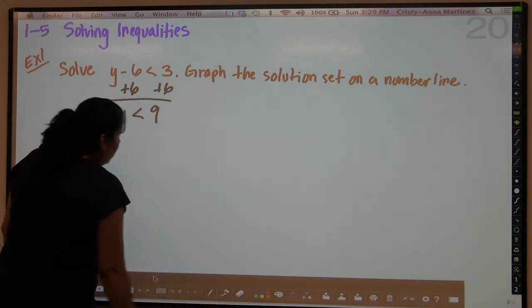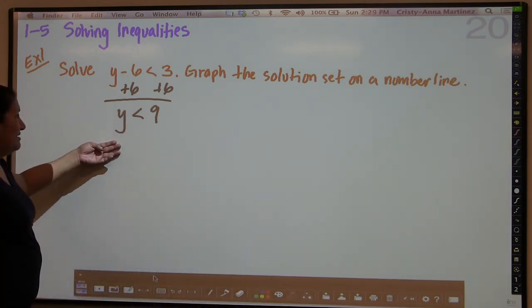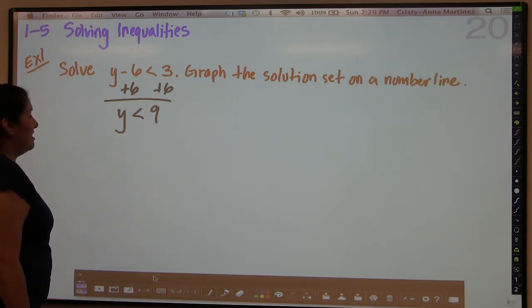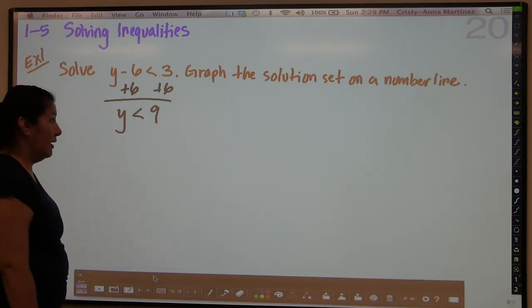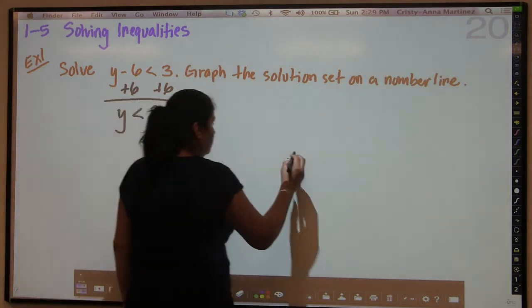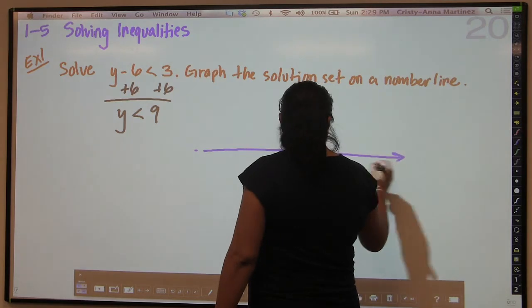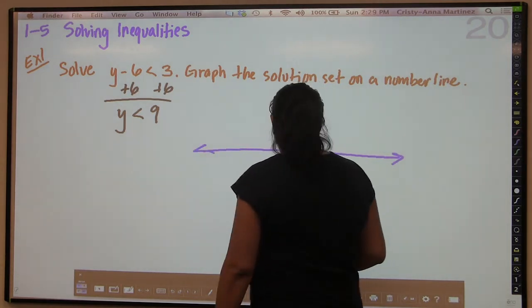And so, how many numbers are less than 9? There are an infinite amount of numbers that are less than 9, which is evident when we graph the solution on a number line. So what you want to do is have a marker that works. Okay, we have our number line. It's kind of crooked there, but you get the picture.